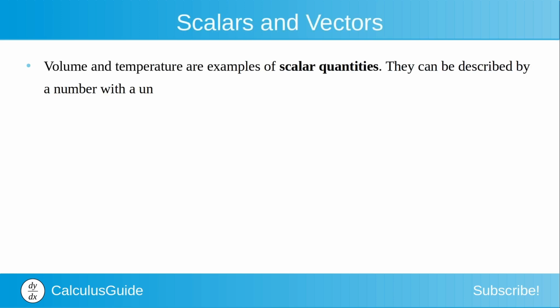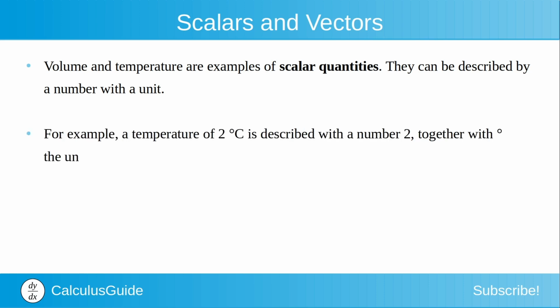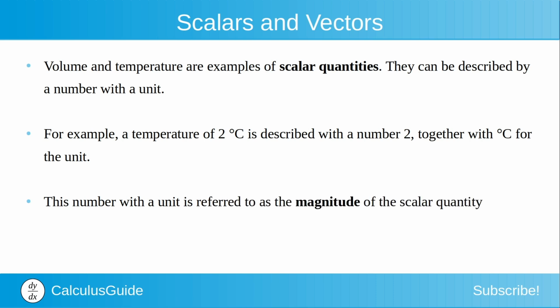I'll start by describing the difference between scalars and vectors. Volume and temperature are examples of scalar quantities. They can be described by a number with a unit. For example, a temperature of 2 degrees Celsius is described with the number 2 together with degrees Celsius for the unit. This number with a unit is referred to as the magnitude of the scalar quantity.